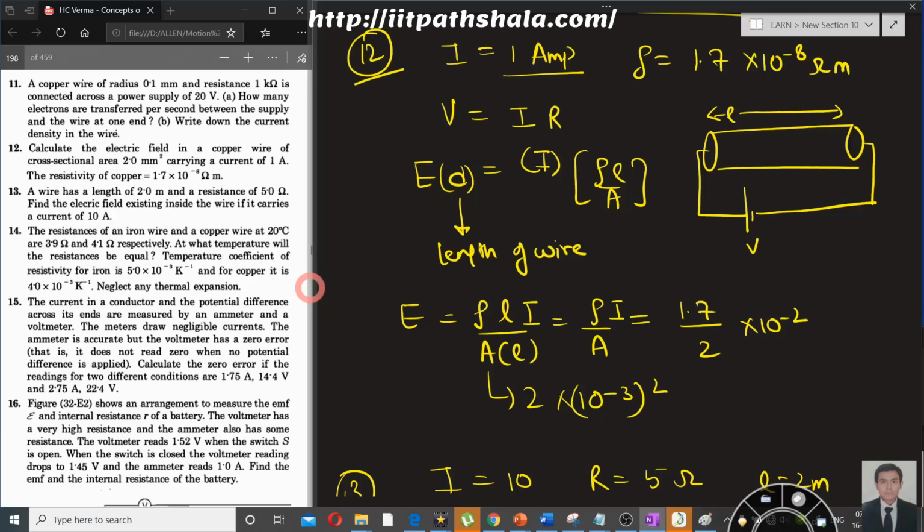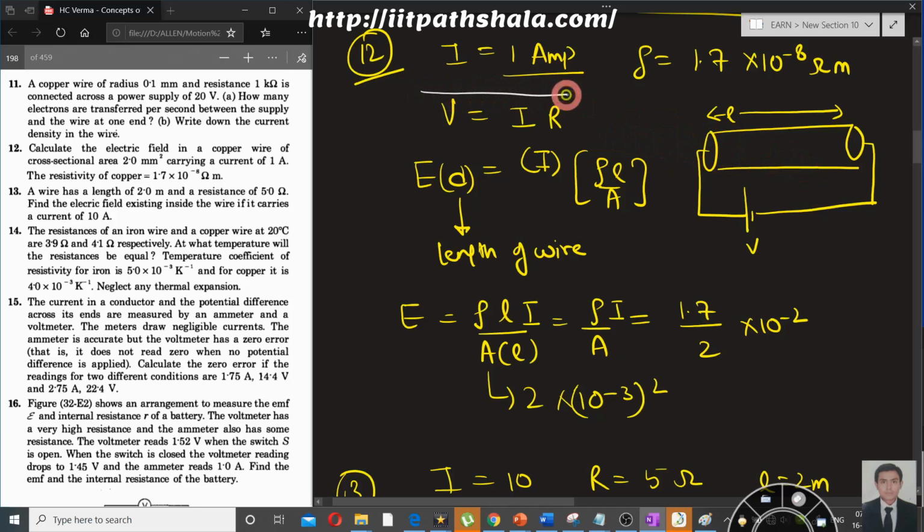My next question says: calculate the electric field inside the copper wire of cross-section area 2 millimeter square carrying a current of 1 ampere, and the resistivity of copper is given to you. For finding the electric field inside your wire, you have to relate it to one of the parameters of current electricity. You know that Ohm's law gives V equal to IR, and from electrostatics you know that V equal to E into d, where d is the length of the wire.